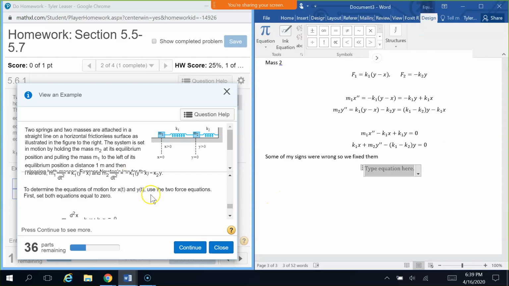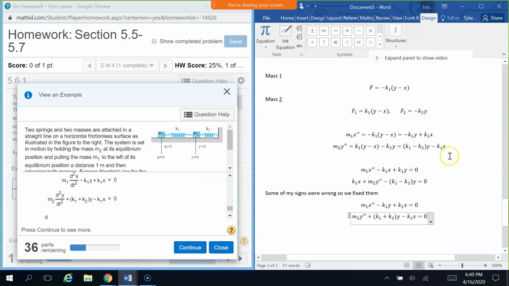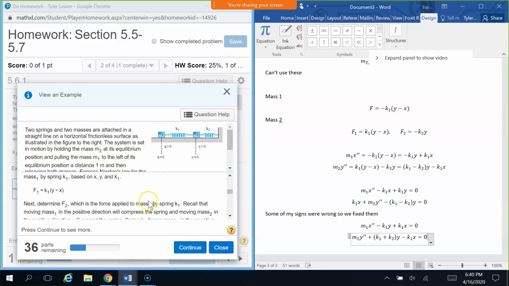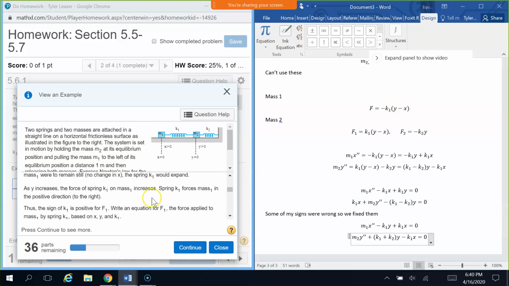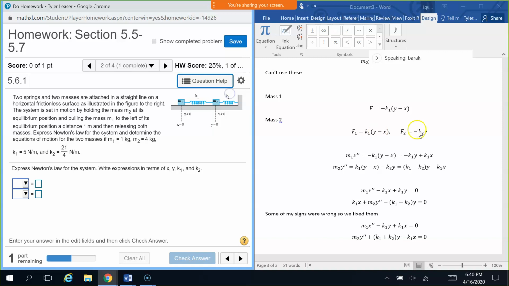And this is the system. M1 x double prime minus k1y plus k1x is equal to 0. For my other one, m2 y double prime plus (k1 plus k2) y minus k1x is equal to 0. I'm just copying those over from here. So for those of you watching the video later, just go back and fix the signs here. They have a really good explanation in the viewing example on which ones should be positive and which negative. I just had them in the wrong order.